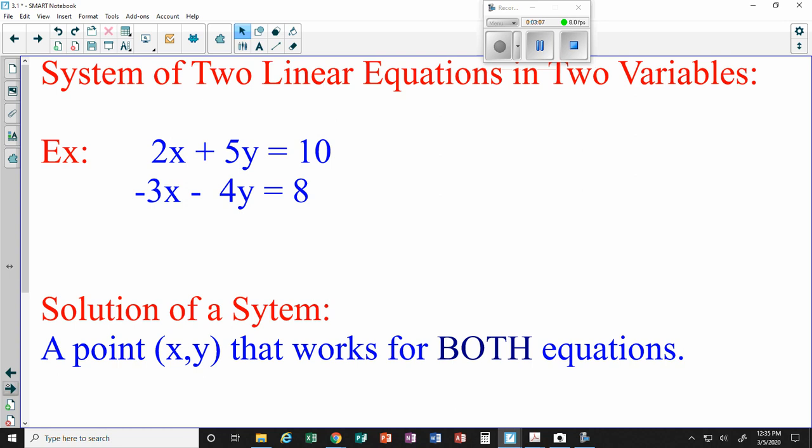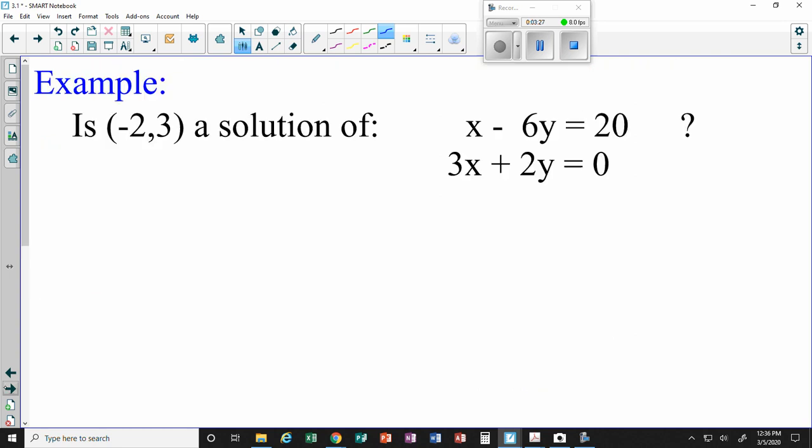Okay, so a solution to a system is a point x comma y that has to work for both equations. It has to be true for both. Okay, so you got to plug it in. If they ask if something is a solution, all you got to do is plug it in and see does it make a true statement for both of the equations. Okay, so the example we're going to look at, top of the next page, is negative 2 comma 3 a solution to that system.